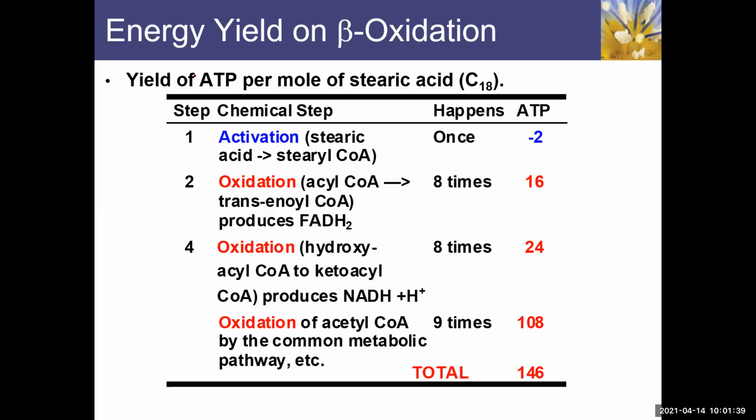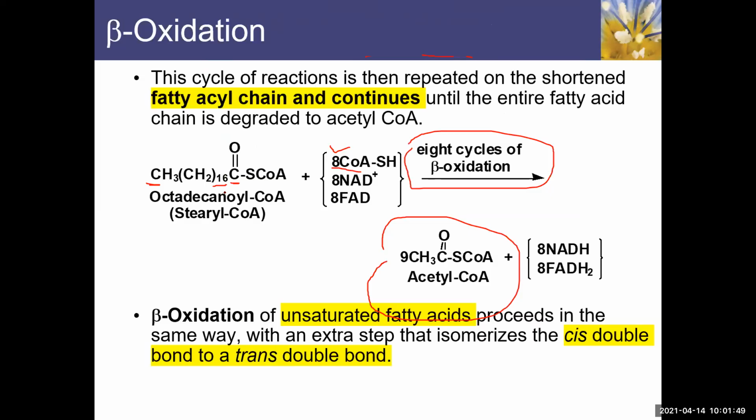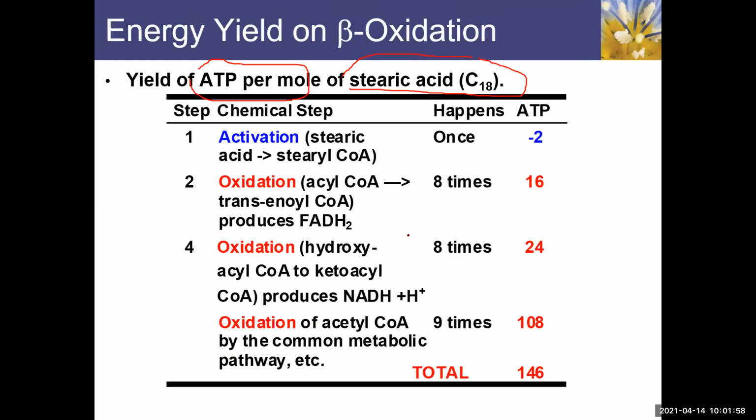Okay, let's see how many ATPs are produced from a stearic acid, which has C18 carbon. So this is the same C18 carbon, right? In the C18 carbon, what did we say, how many acetyl CoAs? 9 acetyl CoAs, and we have 8 cycles.